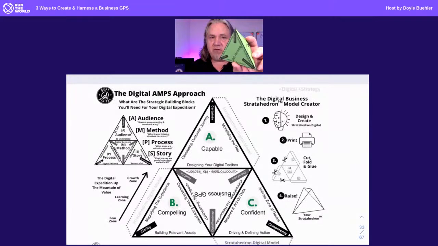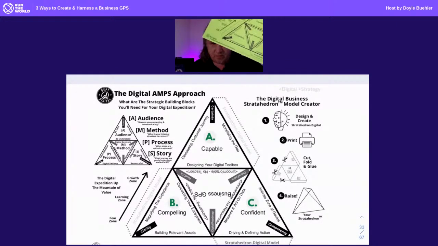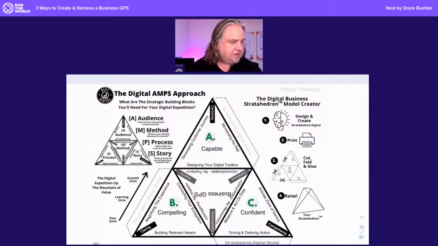Okay, so I've got everything here, the business GPS, capable, compelling, and then confident as well. And then all of the three different aspects are part of this also. So it's one of the ways that we can create our own little, I call it a stratahedron. We're able to print it out like that, create it into a little shape like this, and that translates into a little 3D cube that we can then talk about our business with. We can present our business like this.